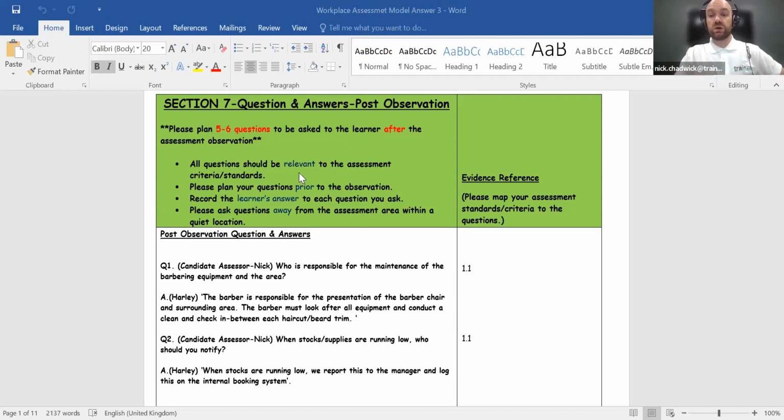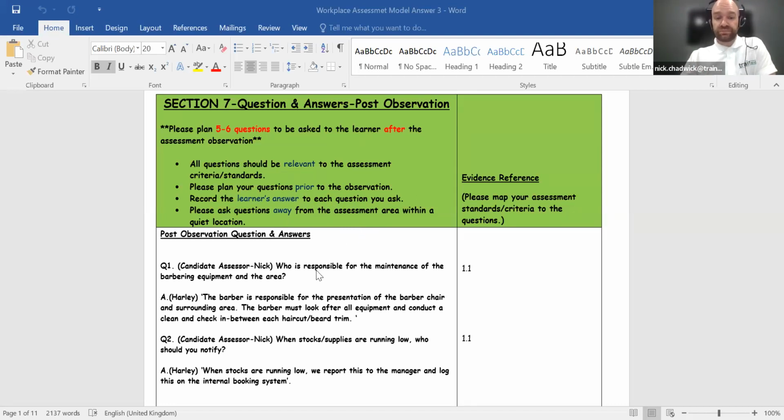A few things on the question and answer criteria. All questions should be relevant to the assessment criteria and standards. So please do plan your questions prior to the observation, so you already have these written down in preparation for your observation. Remember to record the learner's answers to each question you ask, and please ask questions away from the assessment area within a quiet location as well.